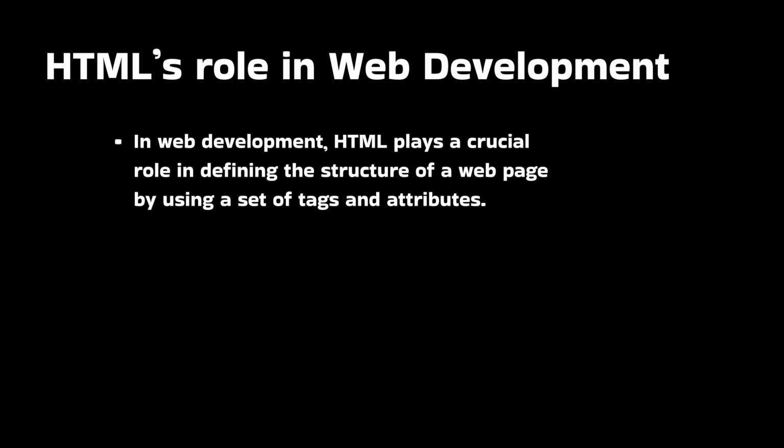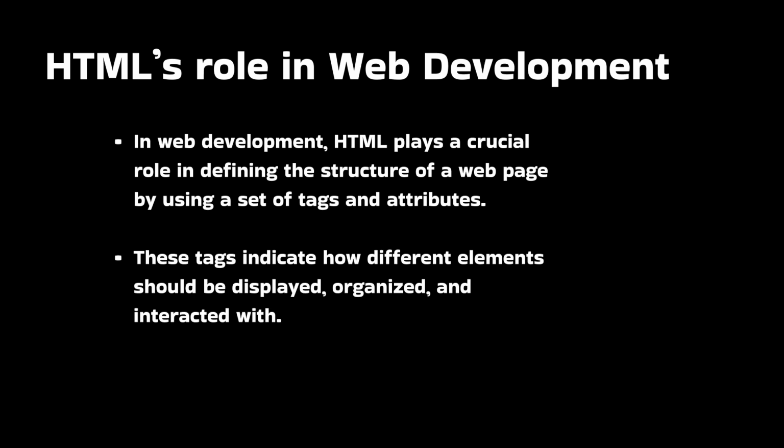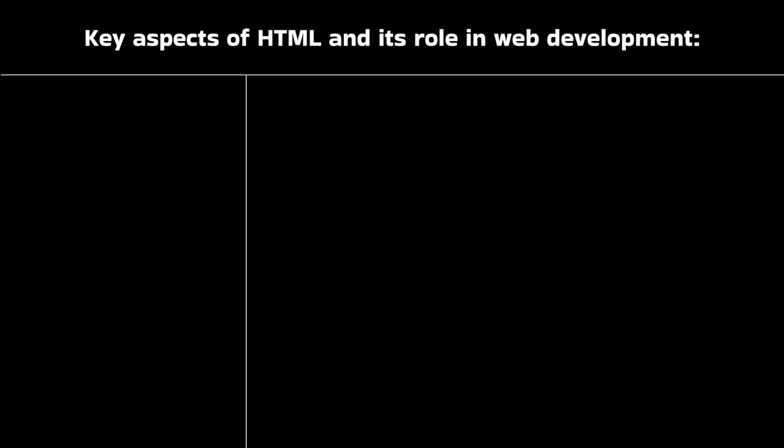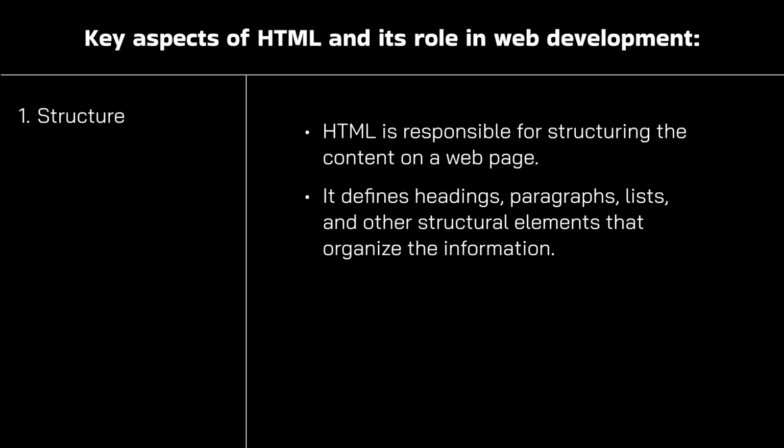In web development, HTML plays a crucial role in defining the structure of a web page by using a set of tags and attributes. These tags indicate how different elements should be displayed, organized, and interacted with. Here are some key aspects of HTML and its role in web development. Structure. HTML is responsible for structuring the content on a web page. It defines headings, paragraphs, lists, and other structural elements that organize the information.